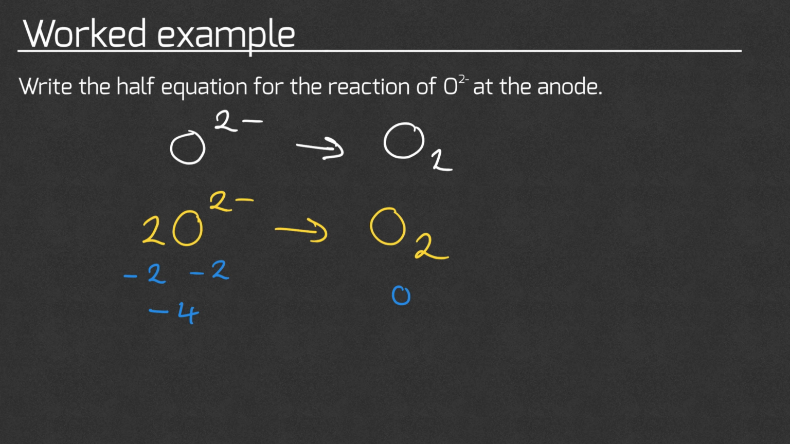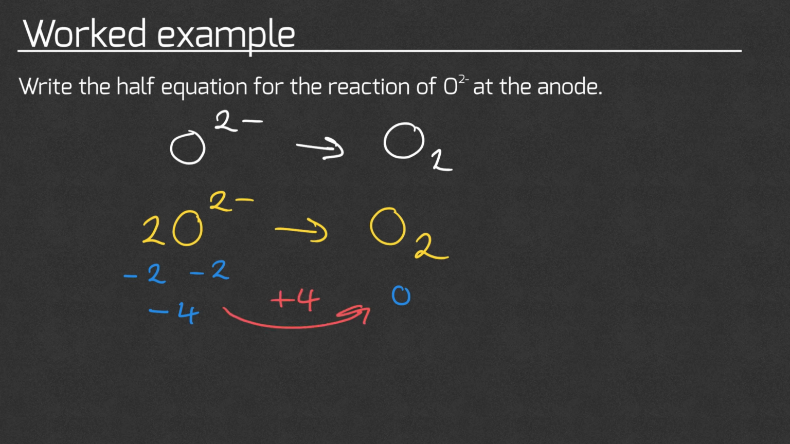We then work out the total charge on each side. So on the left-hand side, oxygen has a 2- charge. There are 2 of them, so the overall charge is -4. On the right-hand side, the oxygen doesn't have a charge, so the overall charge is 0.